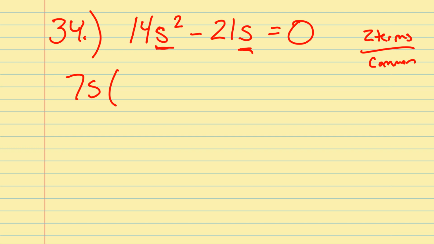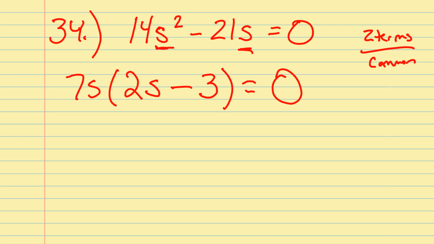And 7 goes into both of them, so 14 divided by 7 gives me 2. S squared divided by s is s, or think about it as I had two s's, I took away one, there's one left. Minus 21 divided by 7 is 3. I had an s, I took it outside. Now I have equal to 0. That's why there's no more s's in there. And if I want to check my work, I could redistribute to check.